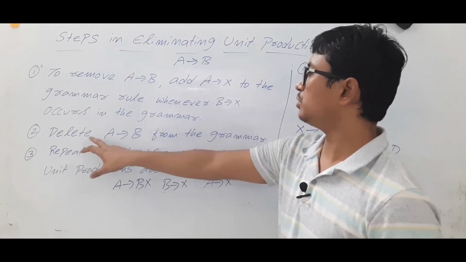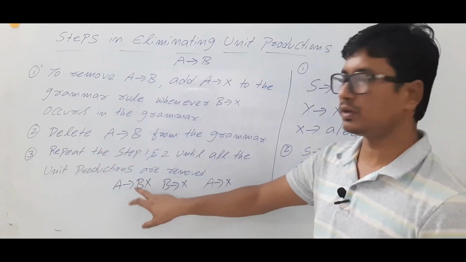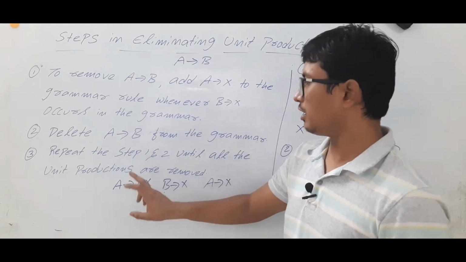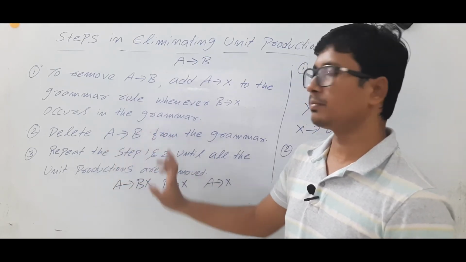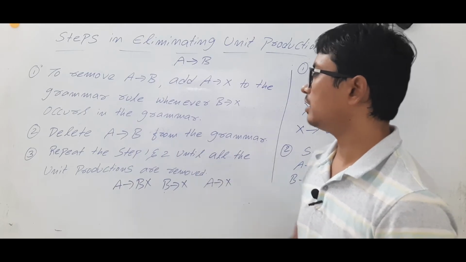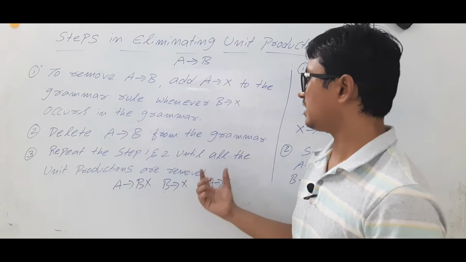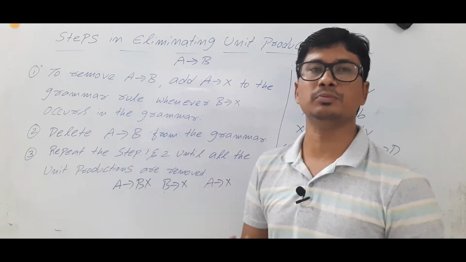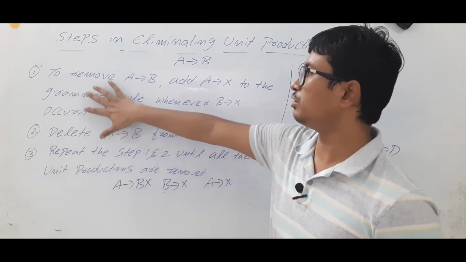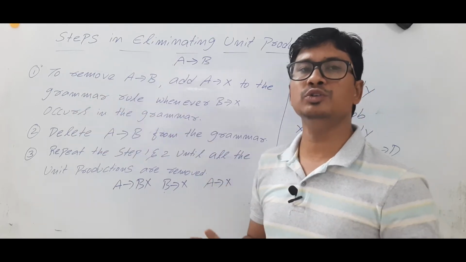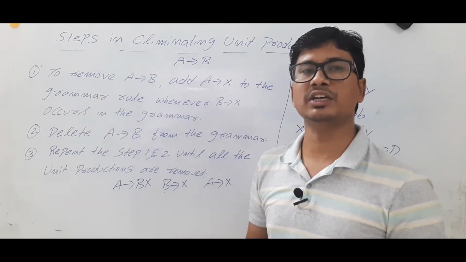Then what you should do, delete A determines B. That is what we have done. After adding A determines X, you can remove the A determines B production from the grammar. Now what is step 3? Repeat step 1 and step 2 until all the unit productions are removed. You need to repeat step 1 and step 2 in such a way that there will be no unit productions in the given context free grammar.